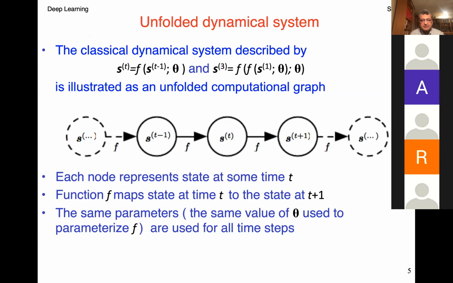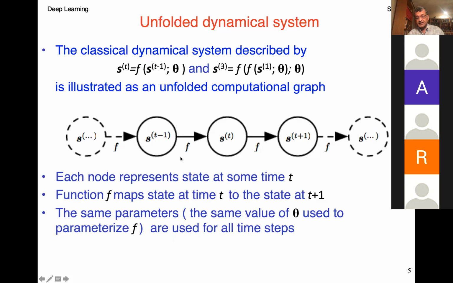The classical dynamic system described by s_t equal to f of s_{t-1}, theta, and in particular S3 equal to f of S1 in this unfolded version, is shown as a diagram here. This is s_{t-1}, function f is operated on s_{t-1} to give us s_t, and then from that we get s_{t+1}. Note that this f is being repeated again and again, the same function f. Each node represents the state at some time t. Function f maps state at time t to the state at time t plus 1. The same parameters, the same values of theta, are used to parameterize f for all time steps.